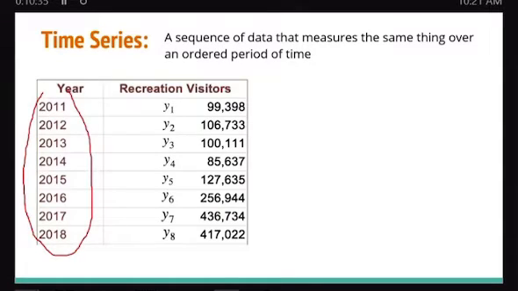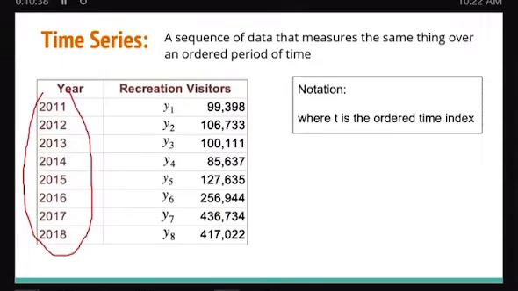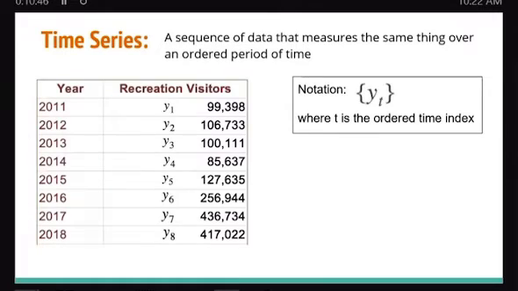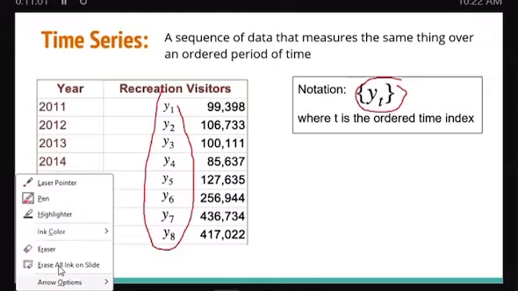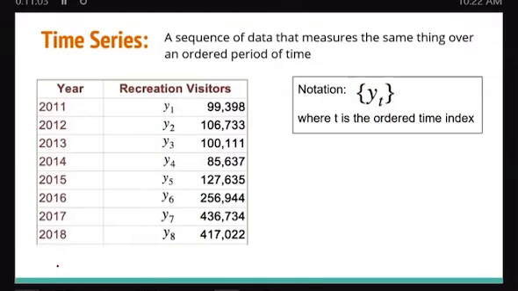And of course, I talked about the notation, where t is the ordered time index. I think I said that the other time, and we can simply write Y subscript t, where t can be 1, can be 2, and so on. That is actually used to order time. Now, is there any question moving forward? Any question at this time?